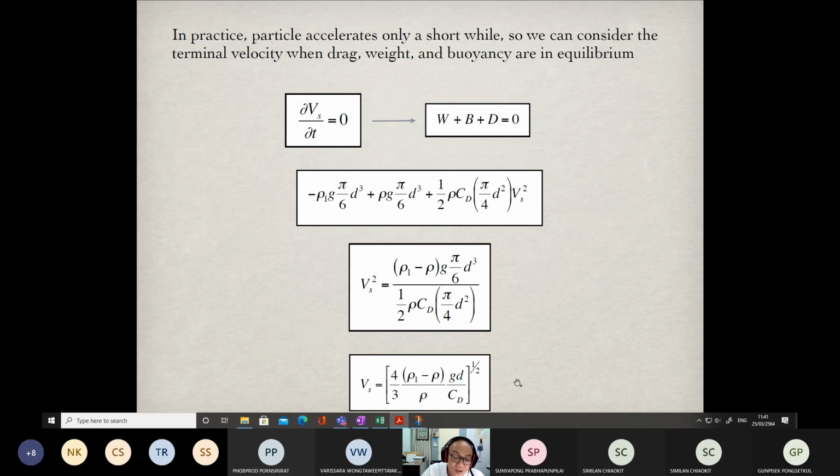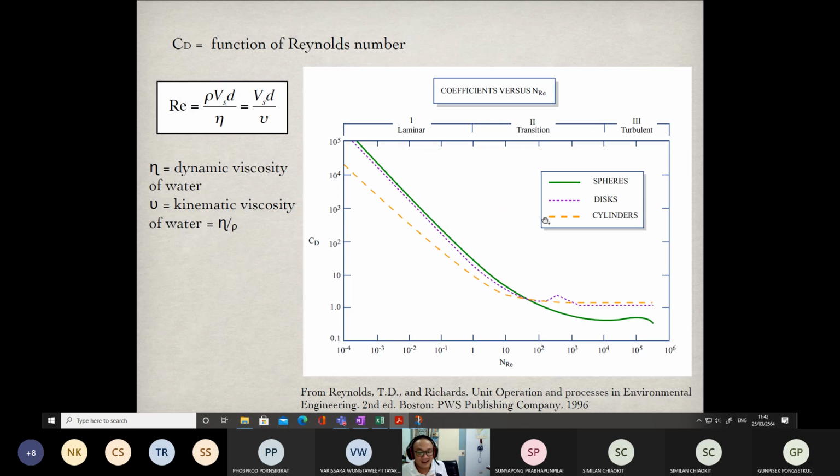Now you can see this equation is somehow a little bit more complicated. But if you want to determine the CD, how do you find it out? You can visit the chart called the coefficient of drag versus the Reynolds number. CD is a function of the Reynolds number. The coefficient of drag is a function of the Reynolds number.